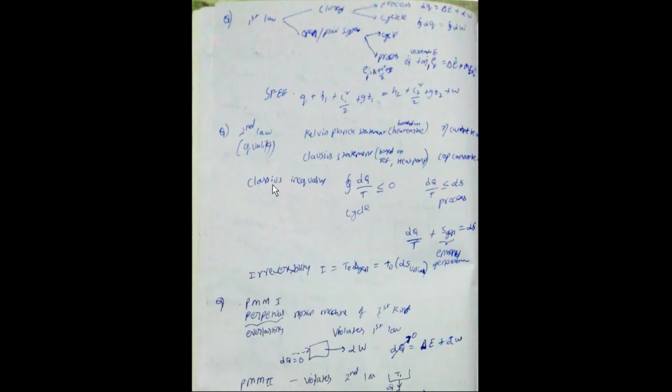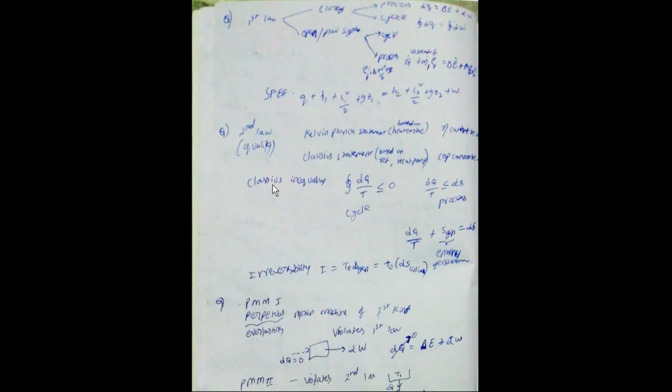First law, closed process: dQ is equal to delta E plus dW. Cyclic integral dQ is equal to cyclic integral dW. Open or flow system, cycle process.